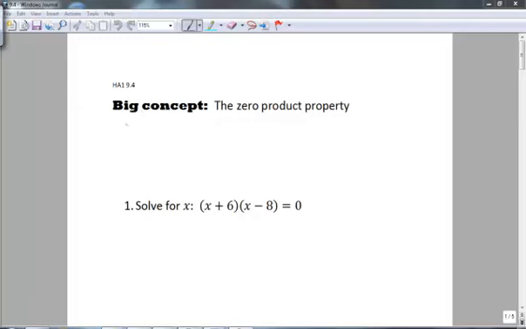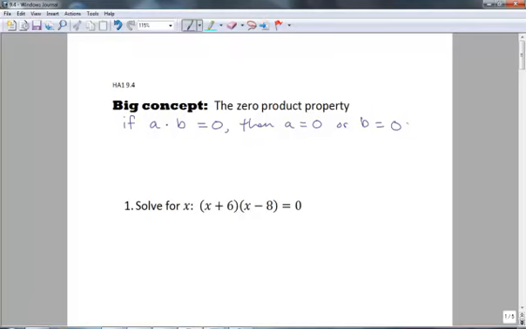Most basic way of looking at it would be to say if A times B is equal to 0, if that's true, then either A equals 0 or B equals 0. This is a very special property of 0. We looked at this back in, I guess it would have been chapter 2.